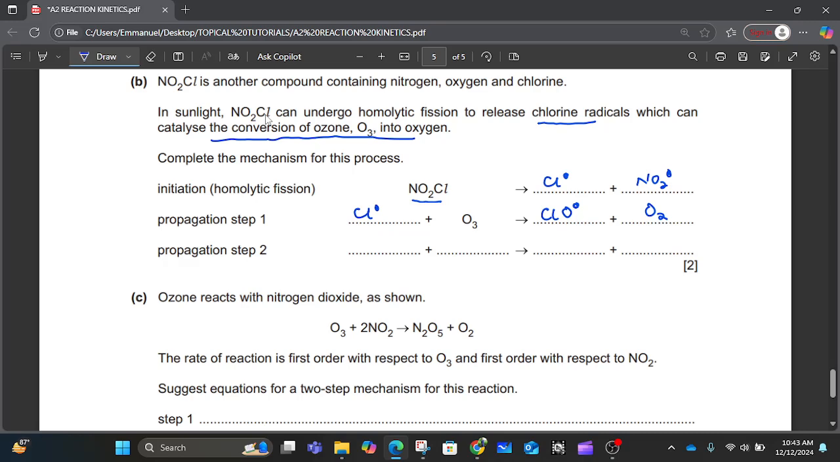In propagation step 2, we need to use this radical produced in propagation step 1. So that will be ClO radical plus ozone, O3. Remember, in this reaction, we are producing oxygen. So it means that we are going to get chlorine radical plus oxygen. But mind you, the oxygen here was given by the O3. So that means we actually have O2 plus O2 being formed. And so that will be 2O2.